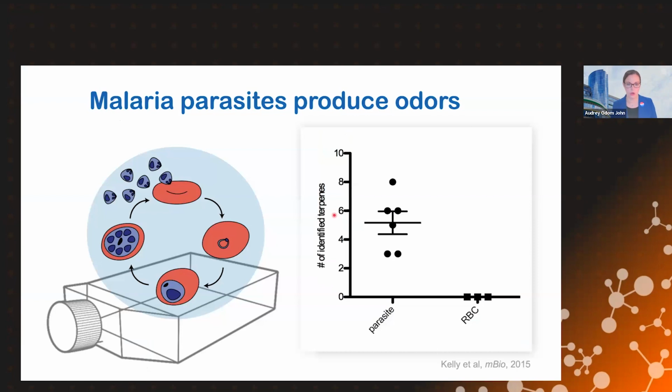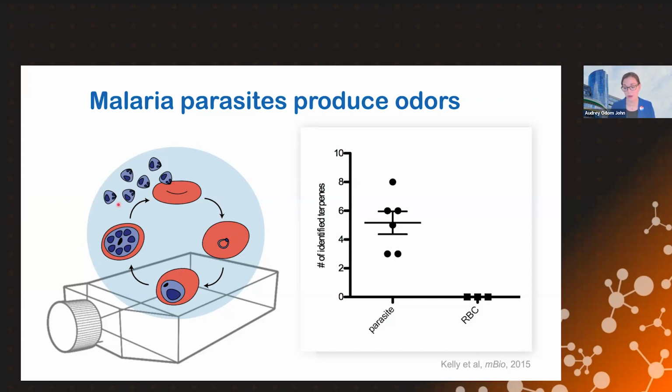So my lab has been long interested in volatile organic compounds produced by the malaria parasite. We were interested in this originally from some preliminary data suggesting the parasite was actually making compounds that could be detected by the malaria transmitting mosquitoes.